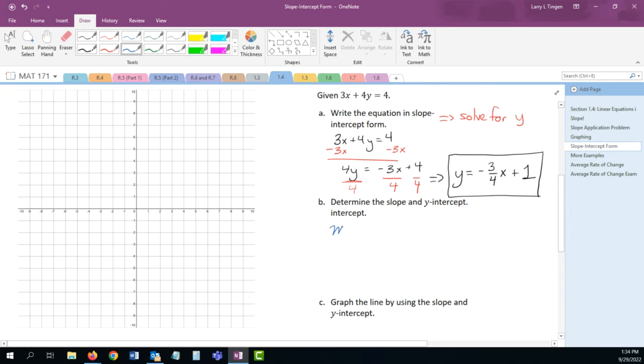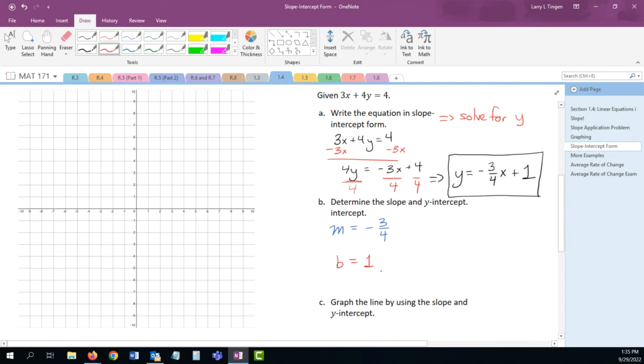Next part, determine the slope and the y-intercept. The slope is the coefficient of x once y is on the side by itself. So my slope here is negative 3/4. You'll see how I wrote the negative 3 divided by 4. I didn't write this as negative 3x over 4. I wrote it as negative 3/4 times x. The reason for that is I think writing it this way makes it really obvious that the slope is just the number in front, just the coefficient, and not negative 3x over 4. So that's why you see me do that.